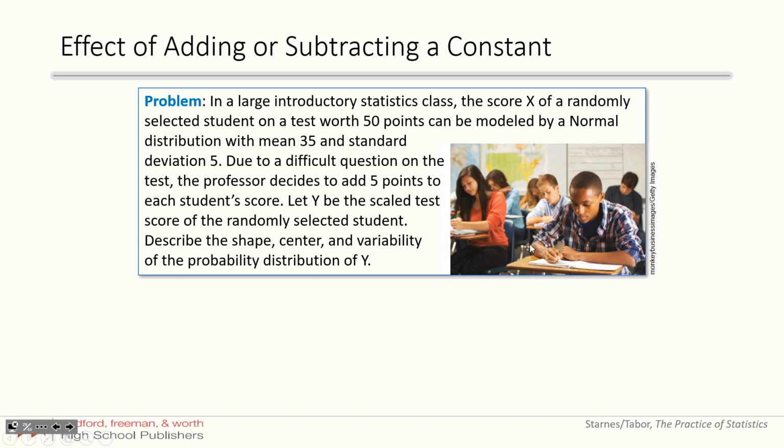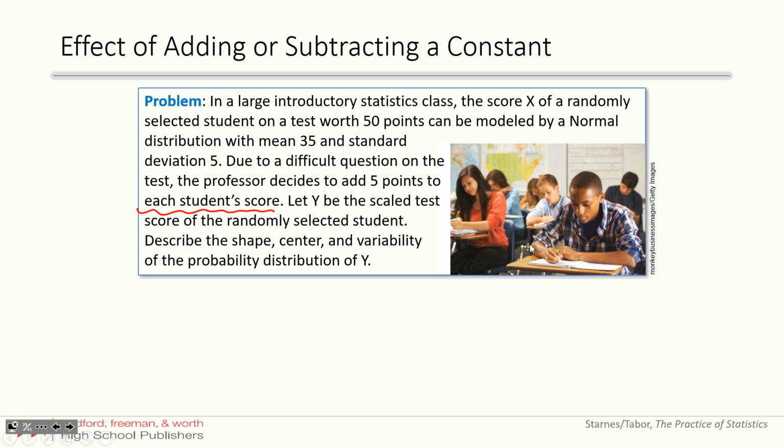So let's look at another example. In a large introductory statistics class, the score of a randomly selected student on a test worth 50 points can be normally distributed with mean 35 and standard deviation 5. So note, they tell me it's a normal distribution. Due to a difficult question on the test, the professor decides to add 5 points to each student's score. Let Y be the scaled test score of the randomly selected student. The key is that he's adding 5 to every single student. If it wasn't every single student, I can't apply these rules. But let's apply these rules.